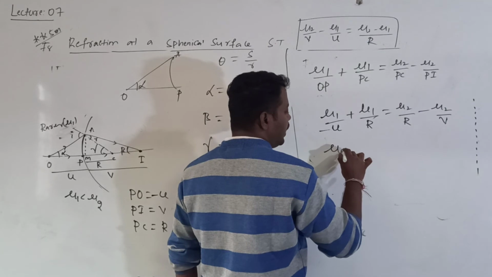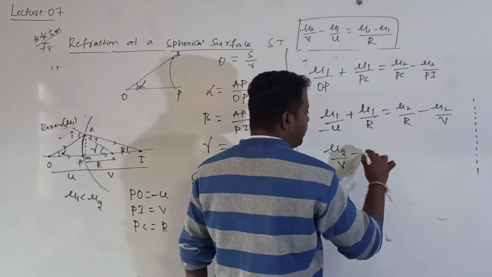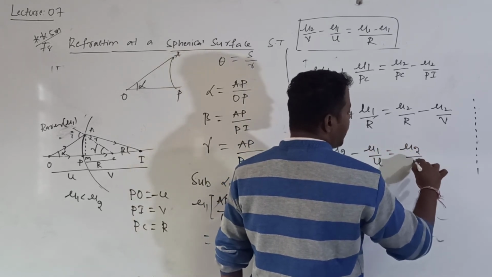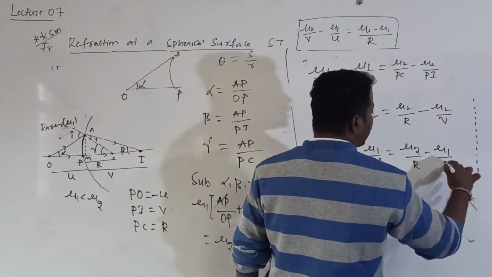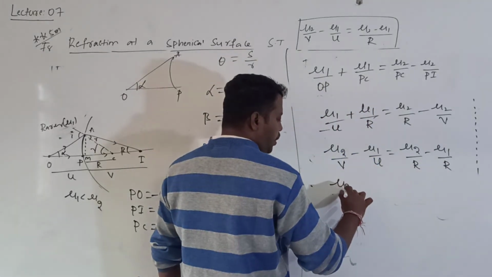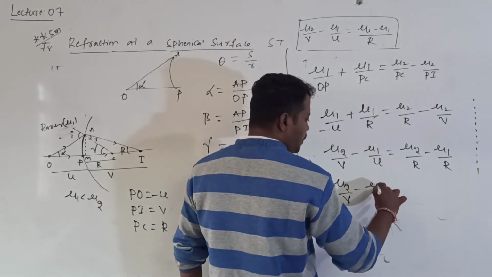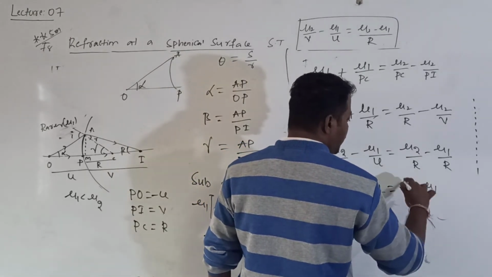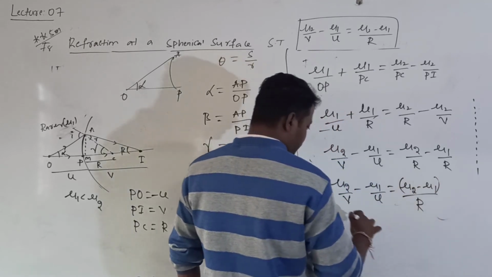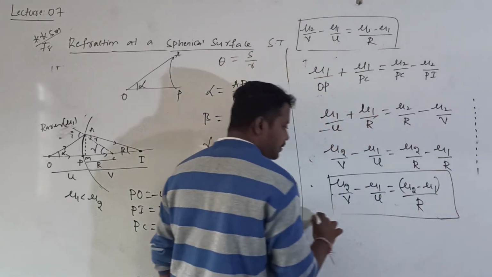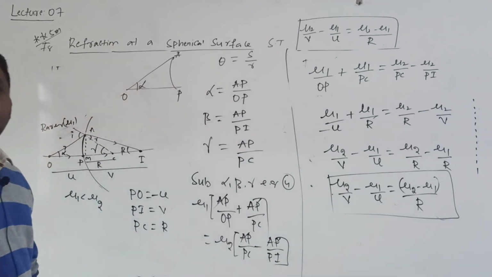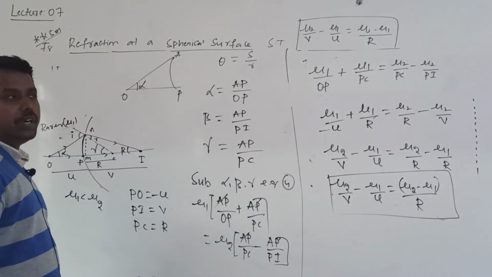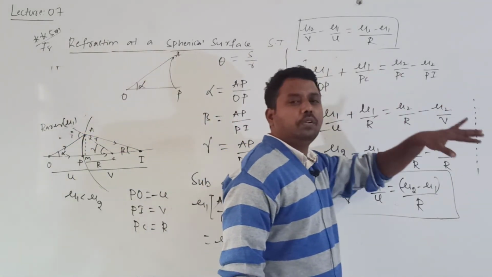Rearranging the terms, I will get mu2 by V minus mu1 by U is equal to mu2 by R minus mu1 by R, which can be written as mu2 by V minus mu1 by U is equal to mu2 minus mu1 divided by R. This is our required derivation. That one only we wanted to prove.